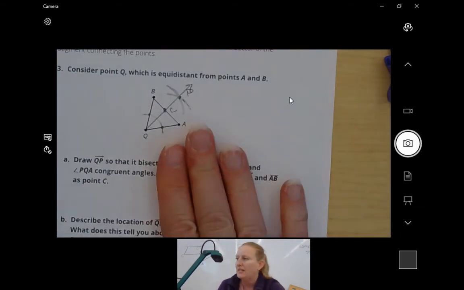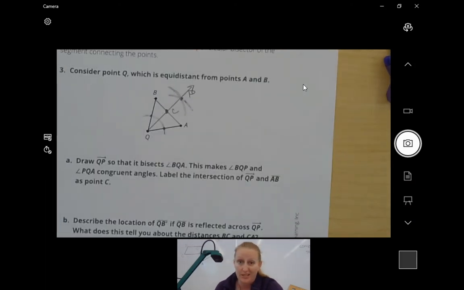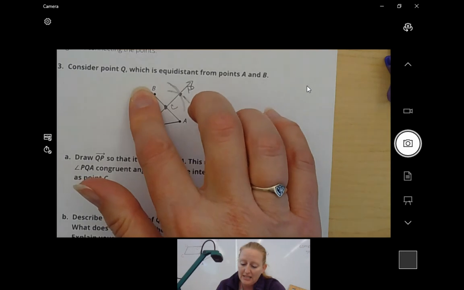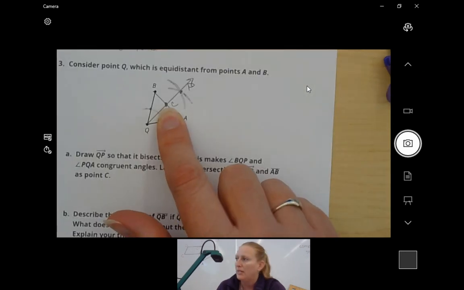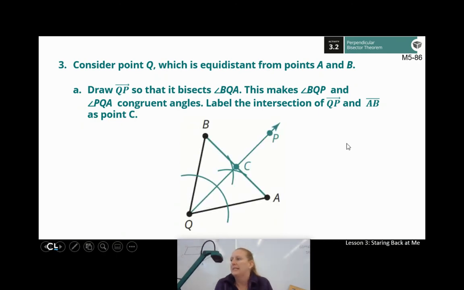Okay, so now you've got something like this on your paper. I've got triangles and all kinds of cool stuff. And we just bisected the angle. And then I connected the sides, and I'm calling that point C. So it looks like this. Yay.